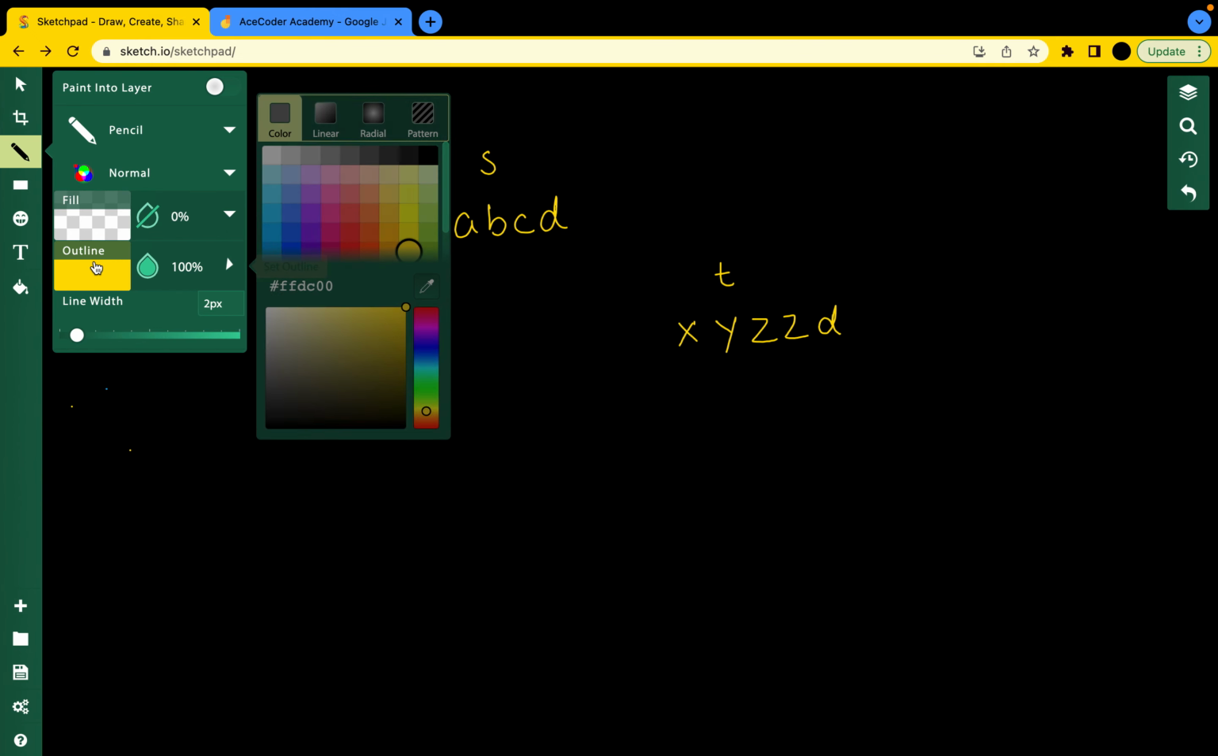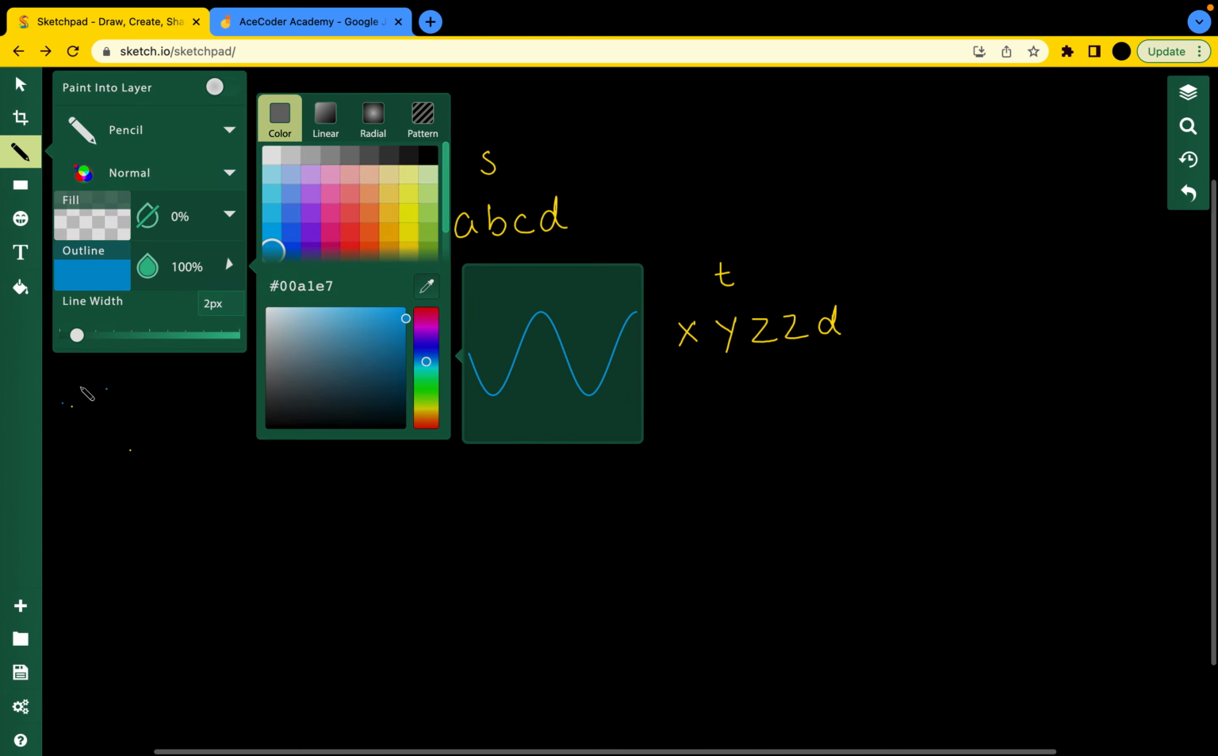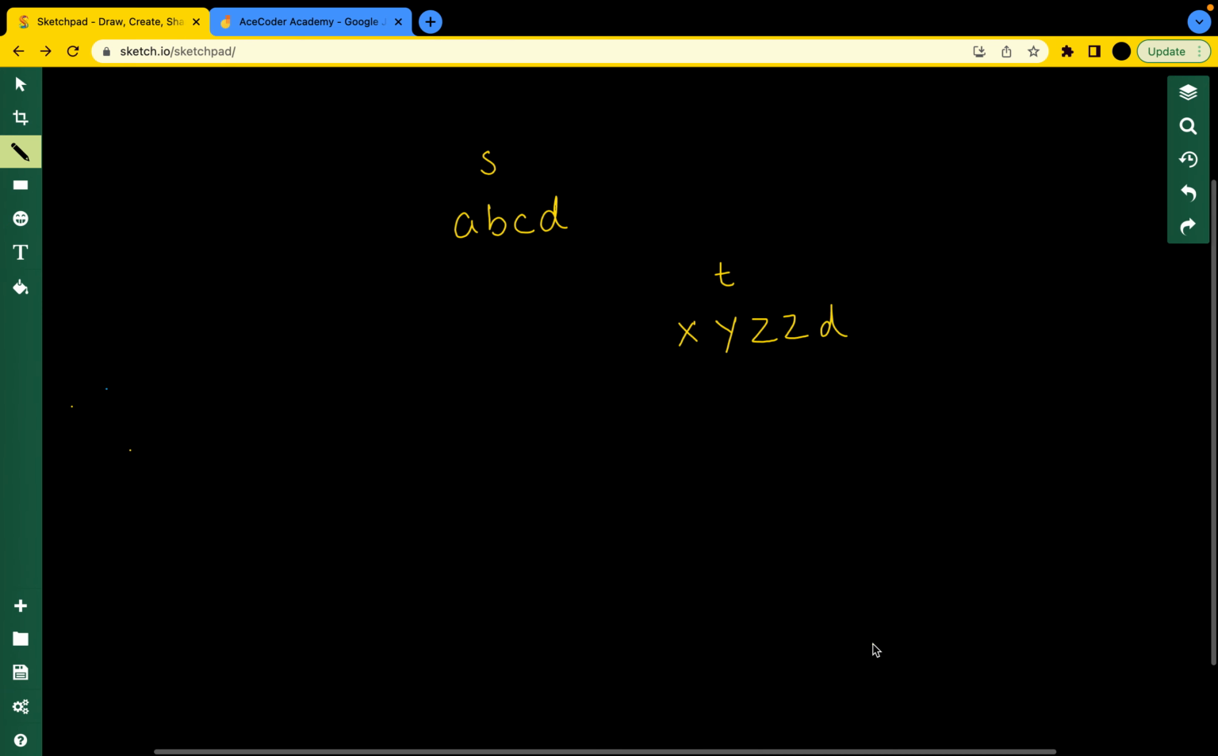So what is the brute force solution that we can think of? Firstly, let's have a look at all the substrings of S that can be made, which are A, B, C, D of length 1, and for length 2, they are AB, BC, and CD. For length 3, it is ABC and BCD, and for length 4, it is ABCD.